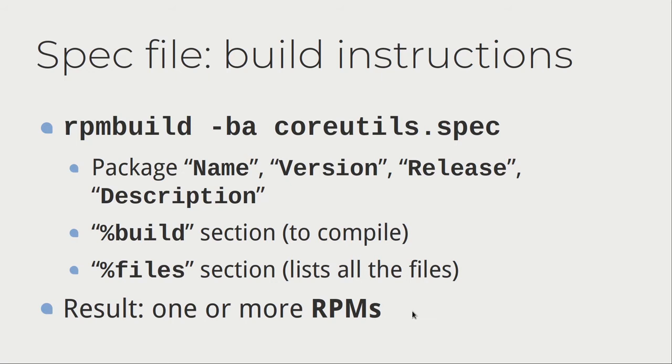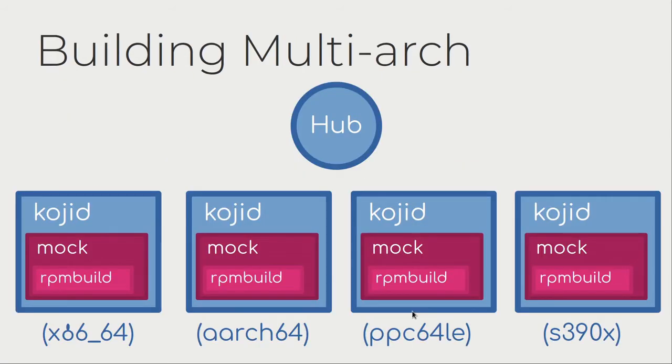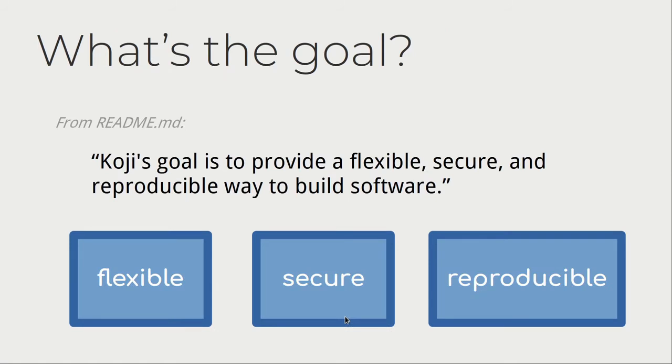Now, in order to generate packages for multiple CPU architectures, Koji runs each arch-specific build on dedicated hardware for that CPU architecture. So you can see x86_64 here, plus ARM64, PPC, and S390 are the ones that we have enabled right now in Fedora. That covers building, so let's talk about some overall design decisions in Koji. I love this sentence from the README because these 3 guiding principles sum it up: flexible, secure, reproducible.